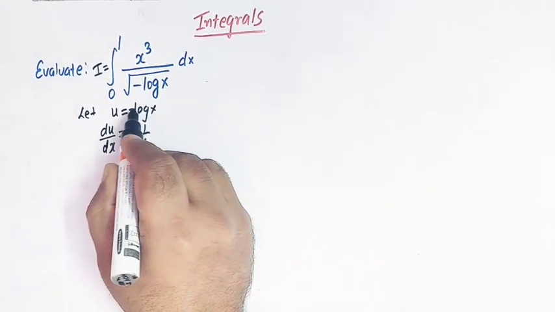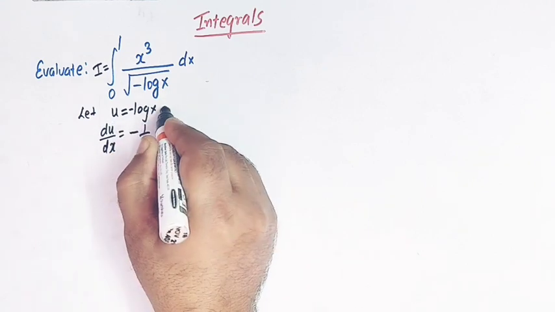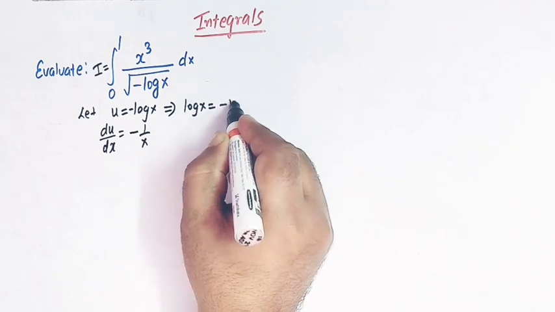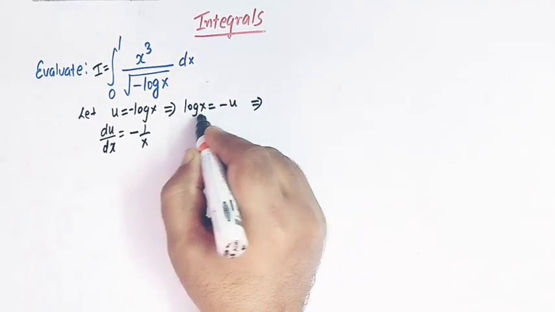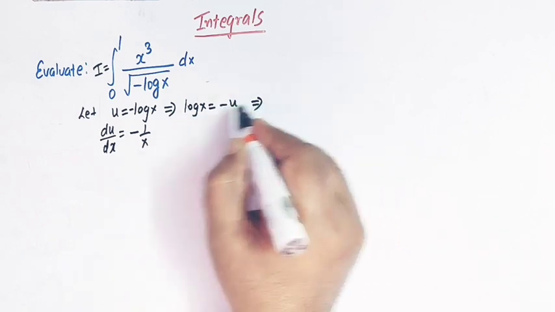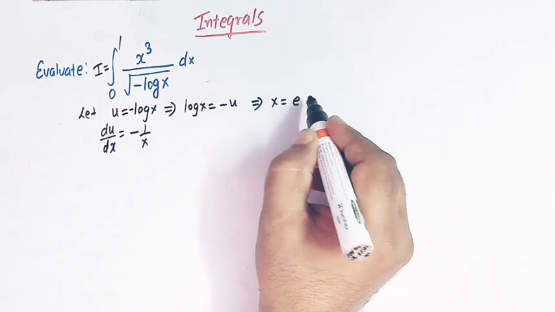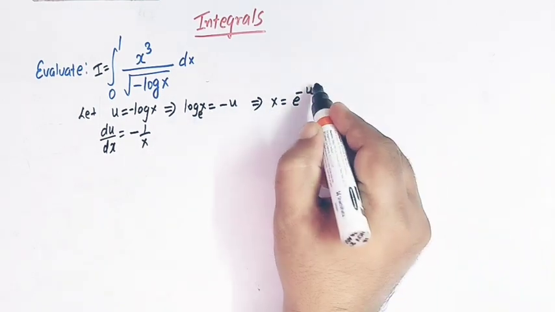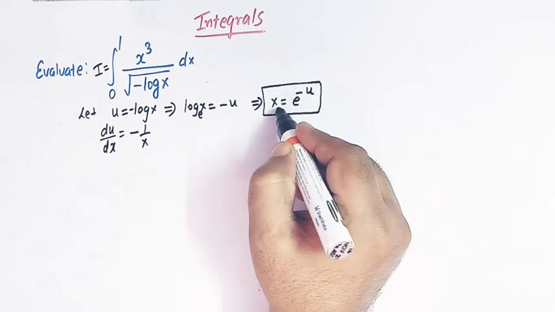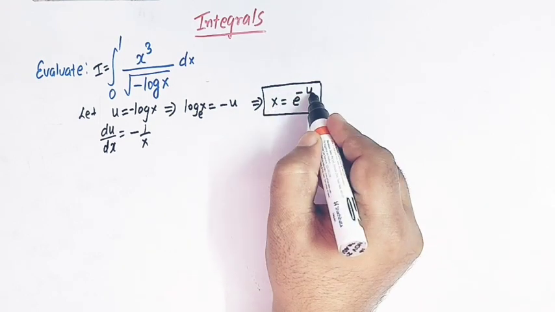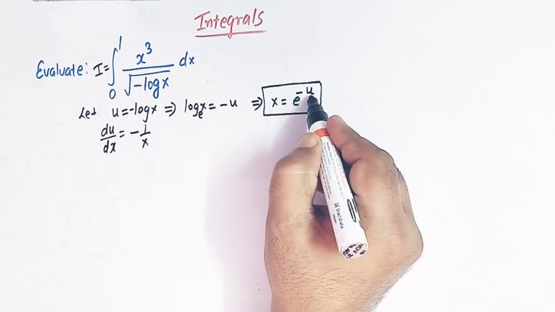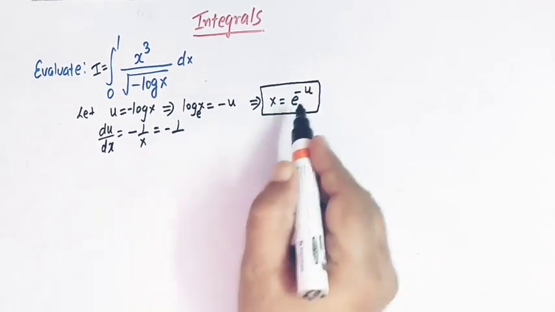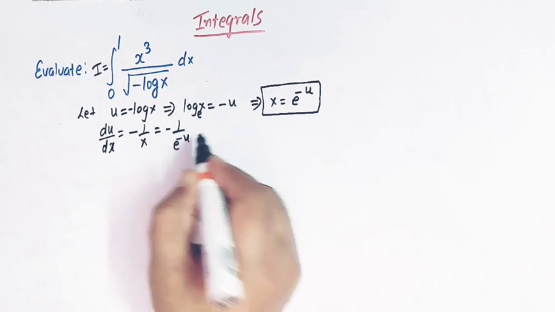Okay, now see, we have u is equal to negative of log x. So from here we can write log of x is equal to minus u, and from the definition of logarithms, we can write x is equal to e raised to minus u, right? Because here the base is e. So we have this expression which connects x and u. So x is equal to e raised to minus u, so here we can take x as e raised to minus u, right?